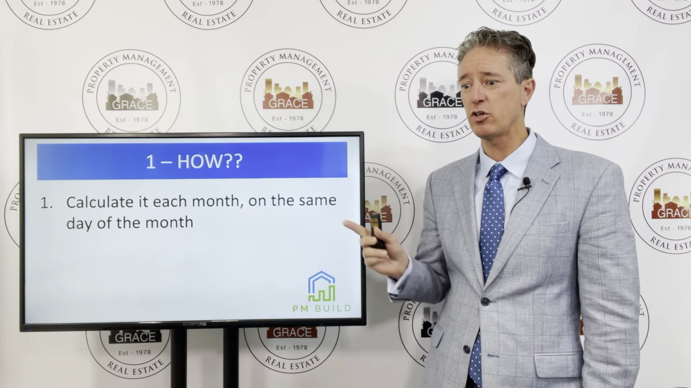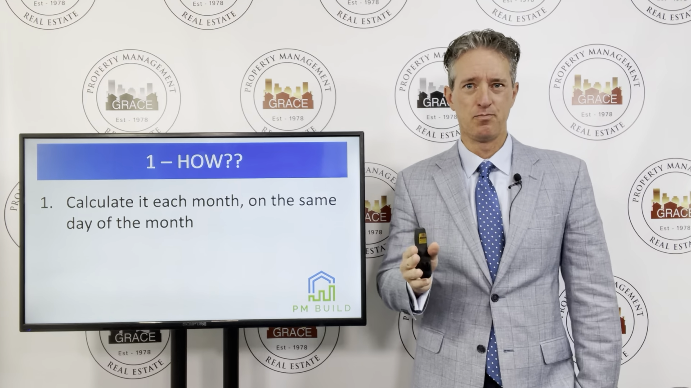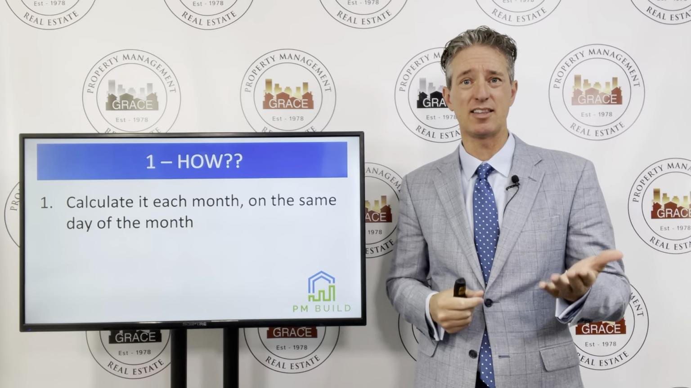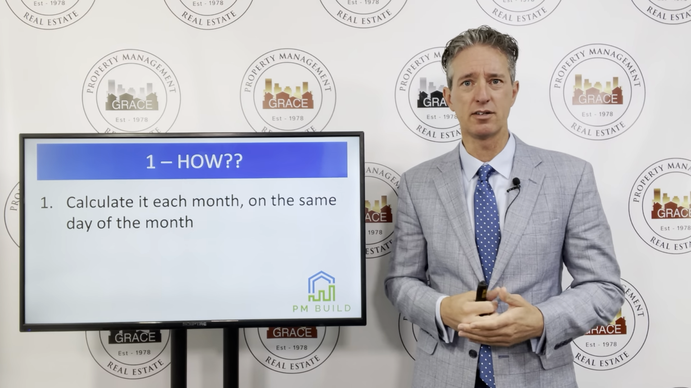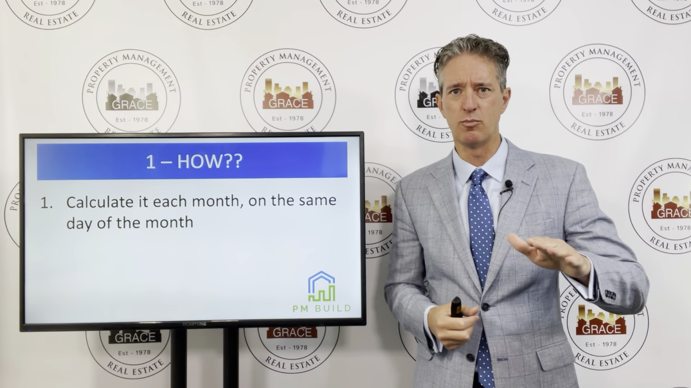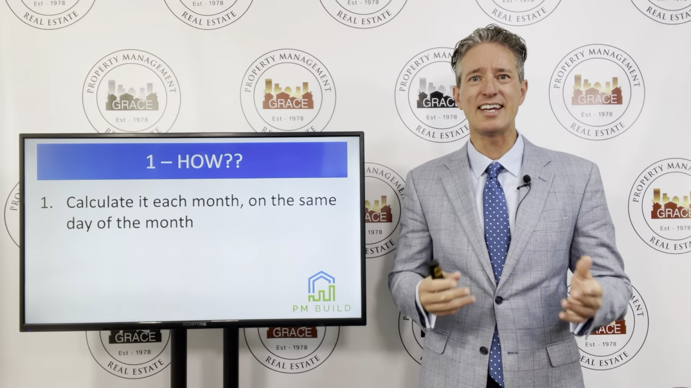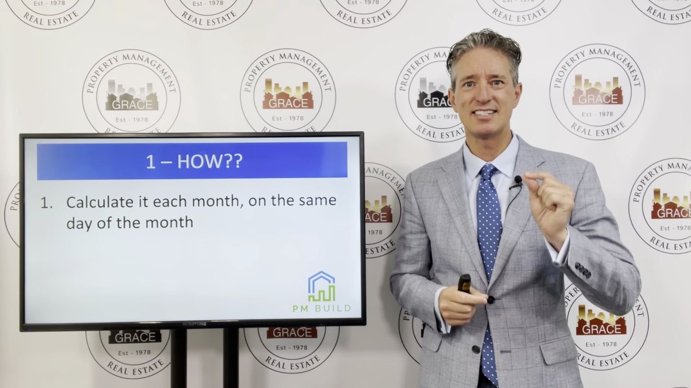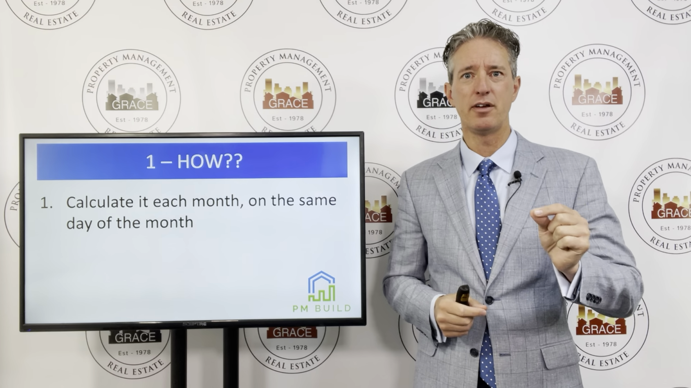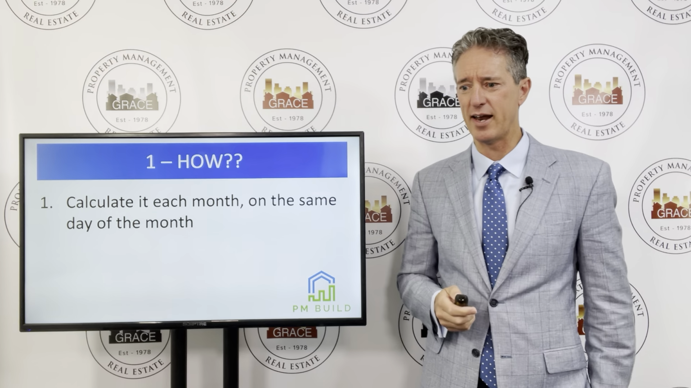Number one, you calculate it each month on the same day of the month. That's very, very important. Because if you calculate your delinquency rate on the second day of the month, it's going to be huge, because a lot of people haven't paid by the second. If you wait till the third, it's going to go down a little more. Wait till the fourth, it's going to go down a little bit more. But at what date? You need to make sure you're calculating your delinquency rate the exact same day every month. Now, in a moment, I'll give you an example and show you how we calculate that way.